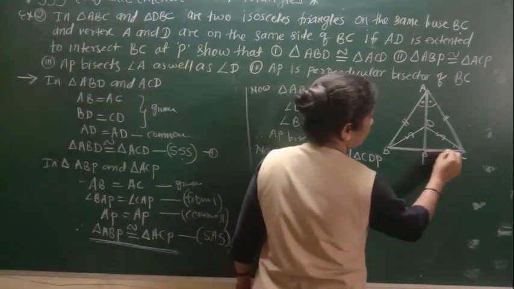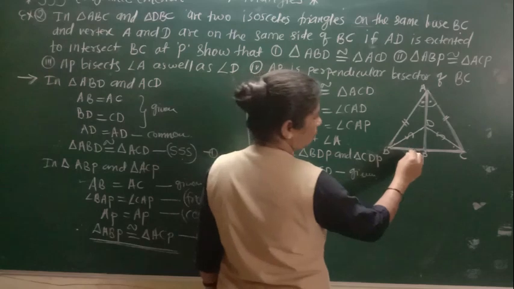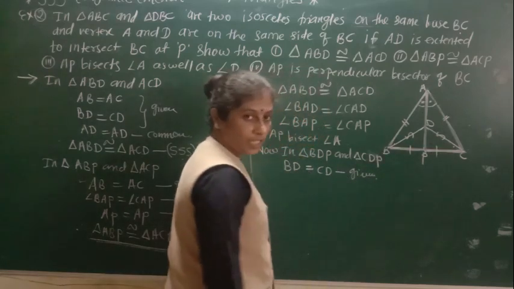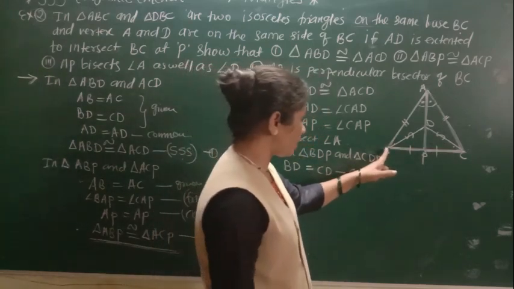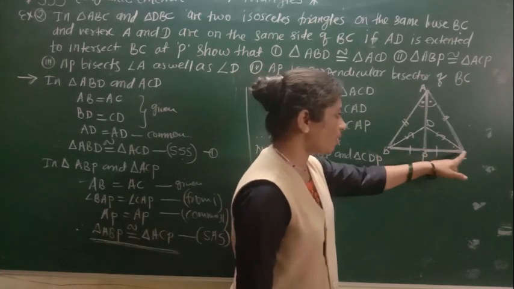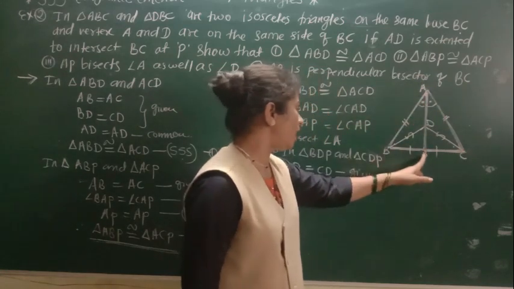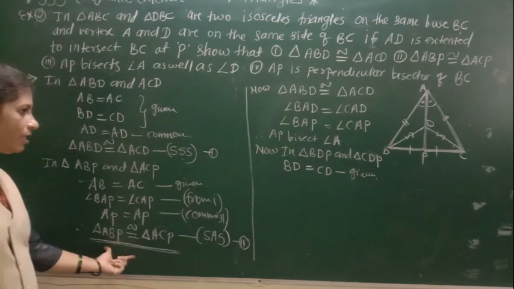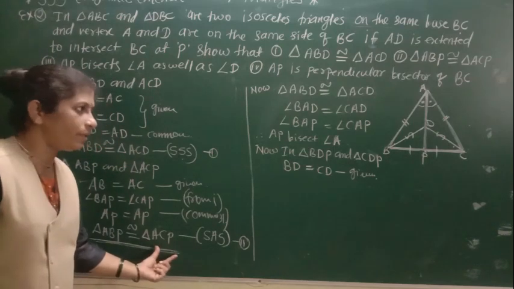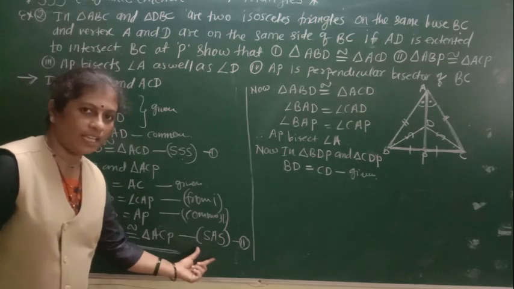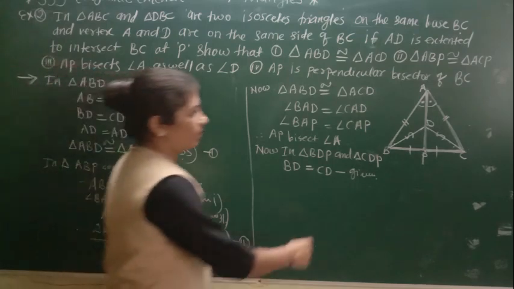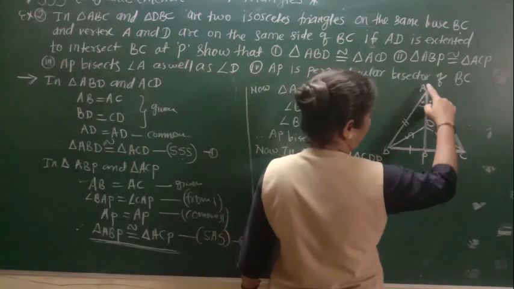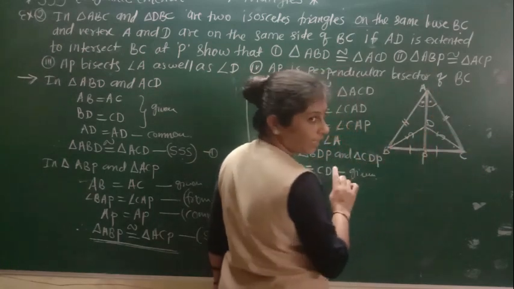BP equals CP. Can we say this BP equals CP? Yes, of course. Why? Because we have put that triangle BAP is congruent to triangle CAP. By which criteria? ABP is congruent to triangle ACP by SAS criteria.